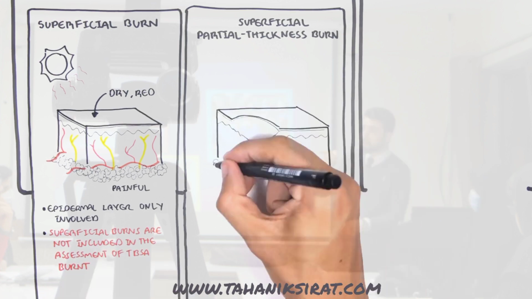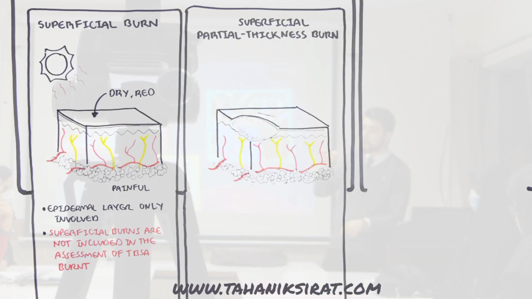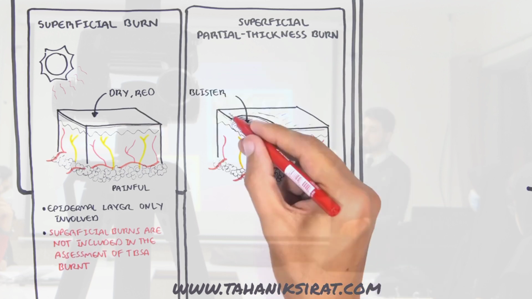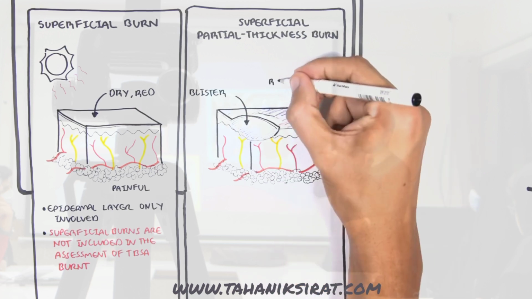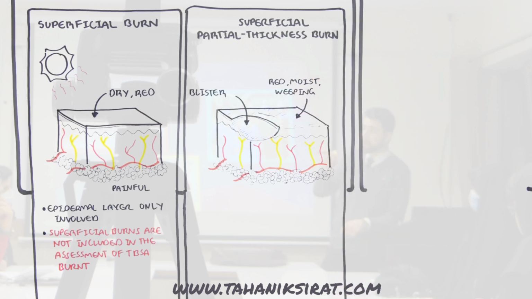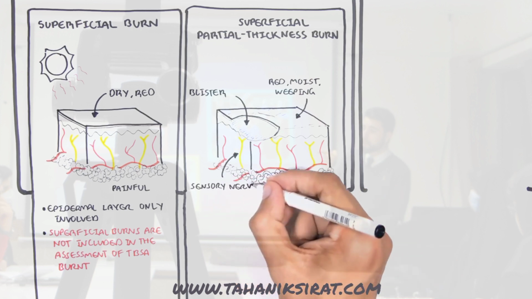In superficial partial thickness burn, you are causing damage all the way to the papillary layer of the dermis, so the upper dermis. And so because you are going all the way to the upper dermis, you are allowing the blood vessels to increase permeability, leading to blister formation, which then can subsequently rupture. The feature of the burn is red, moist weeping with ruptured and unruptured blisters. The burn here is very painful.